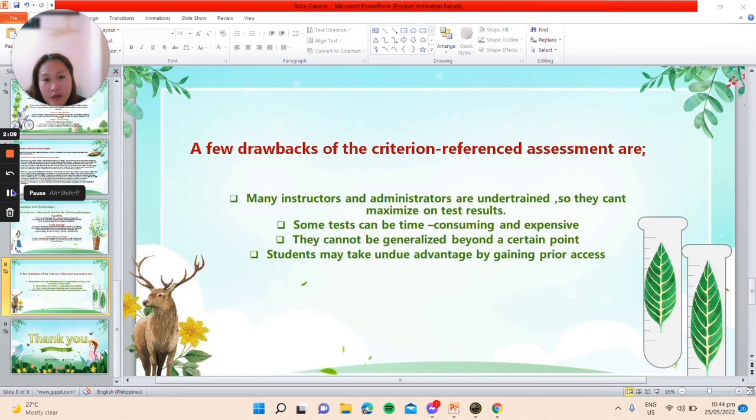A few drawbacks of criterion reference assessment are: many instructors and administrators are undertrained, so they cannot maximize test results. Some tests can be time consuming and expensive. They cannot be generalized beyond a certain point. A student may take undue advantage by gaining free access.